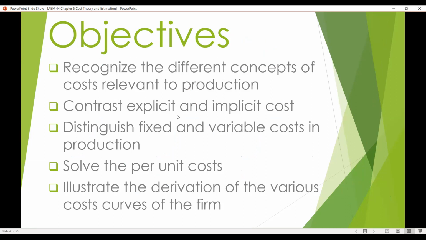Next is contrast explicit and implicit cost. So what are these types of costs? Distinguish fixed and variable costs in production. So what are the different types of fixed and variable costs? Solve per unit cost and illustrate the derivation of the various cost curves of the firm. So this is our objective under this chapter. More on us knowing what are the different costs available, how can we illustrate them in our curves, and how can we solve each of those costs.